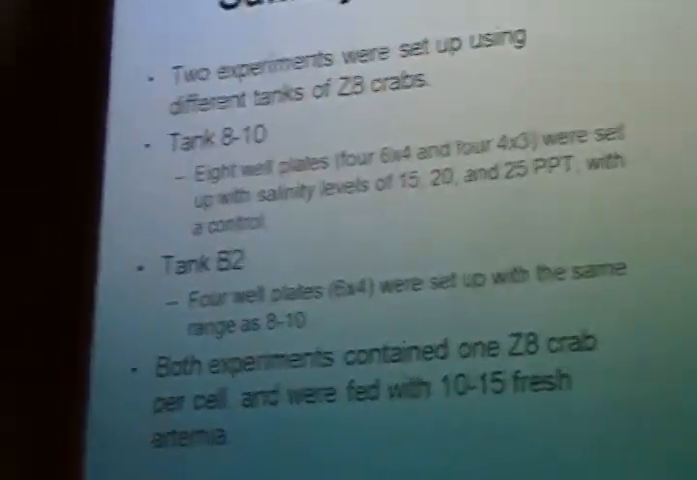So, 2 experiments were set up using 2 different tanks of Z8 crabs. For tank A10, 8 well plates were set up with salinity levels of 15, 20, and 25 ppt with 1 control. For tank B2, 4 well plates were set up with the same range as tank A10. Both experiments contained 1 Z8 crab per cell and were fed with 10 to 15 fresh Artemia.